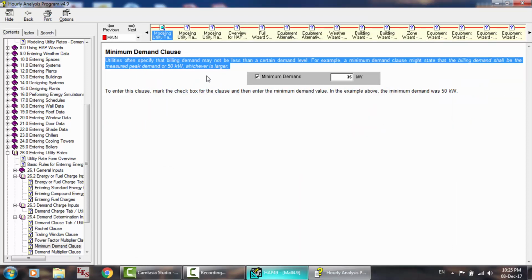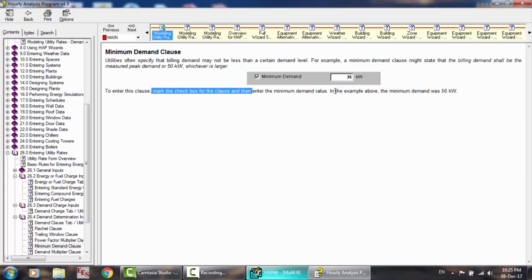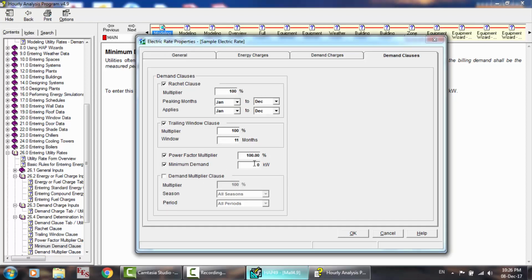Utilities often specify that the billing demand may not be less than a certain demand level. For example, a minimum demand clause might state that the billing demand shall be the measured peak demand or 50 kilowatts, whichever is larger. So to enter it, mark the box and then enter the minimum value. In the example above, the minimum demand was 50 kilowatts. But here it is 35, so you have to make it, I think, 50 kilowatts. So you have to know exactly what the minimum demand is, and enter it here in kilowatts.